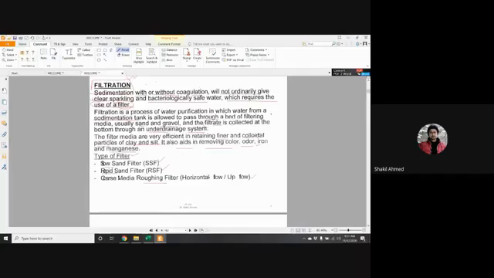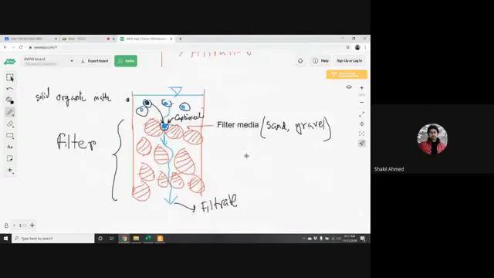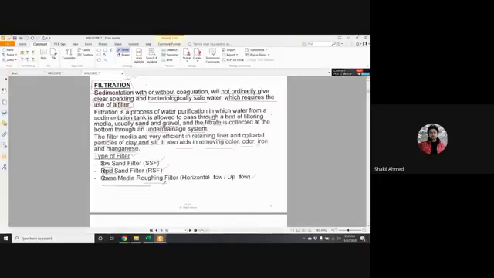It is slow, it is rapid. From the name, it's easy to understand that in a slow sand filter, the water will move slowly, like this. In a rapid sand filter, the water will move fast. Clear? And the coarse media is kind of intermediate.